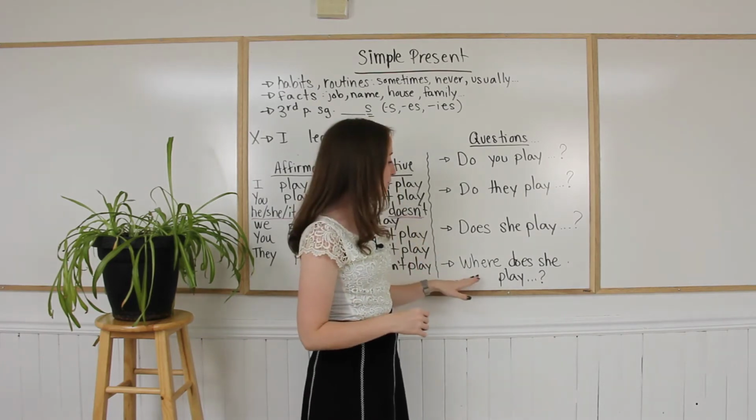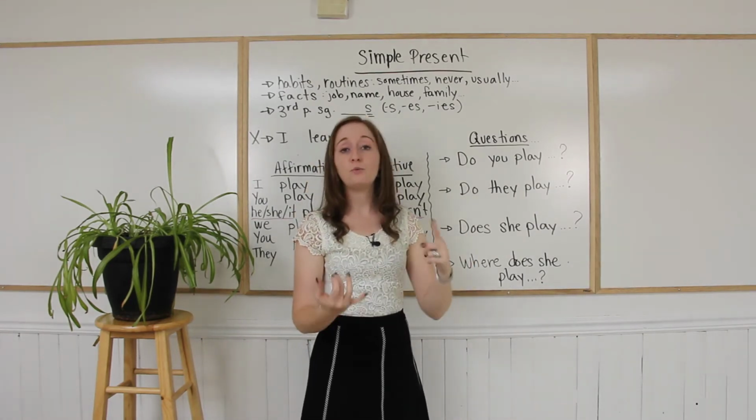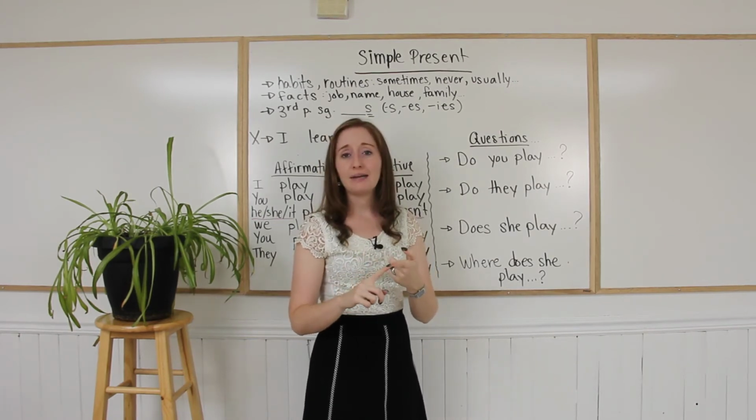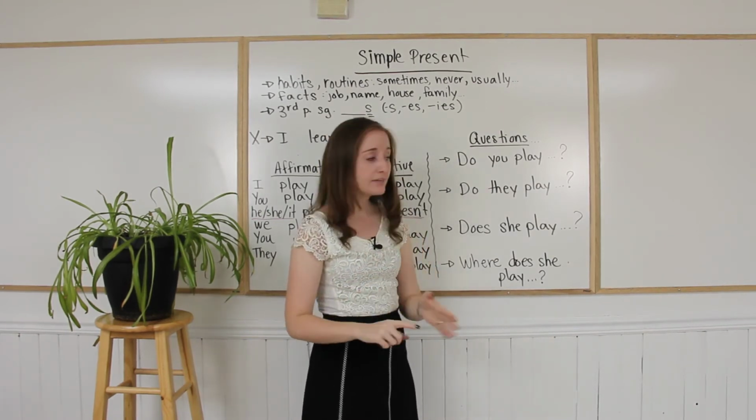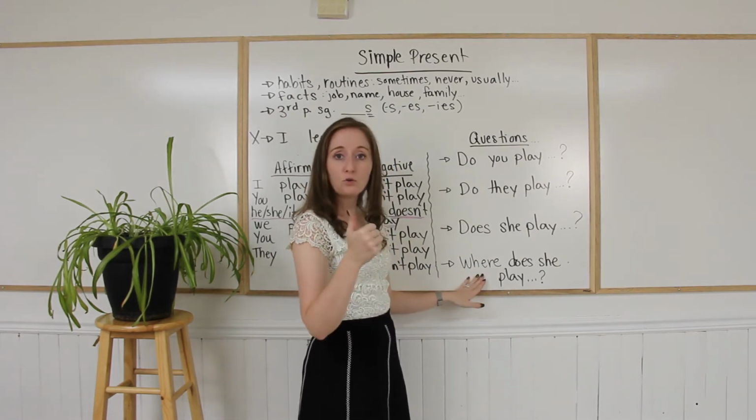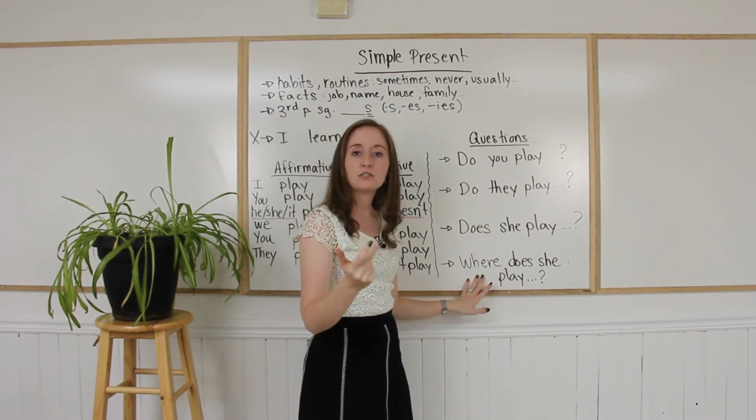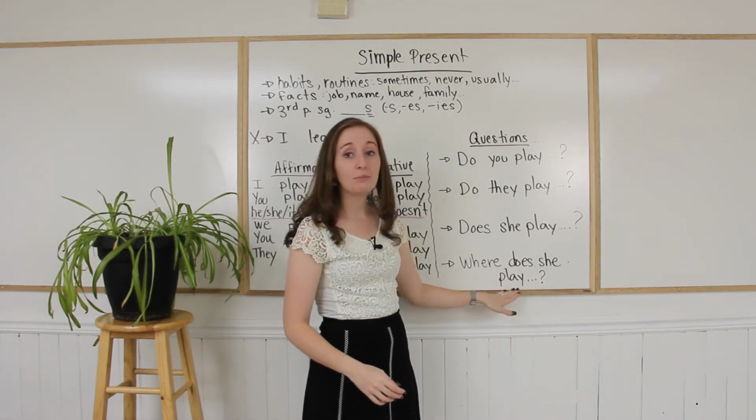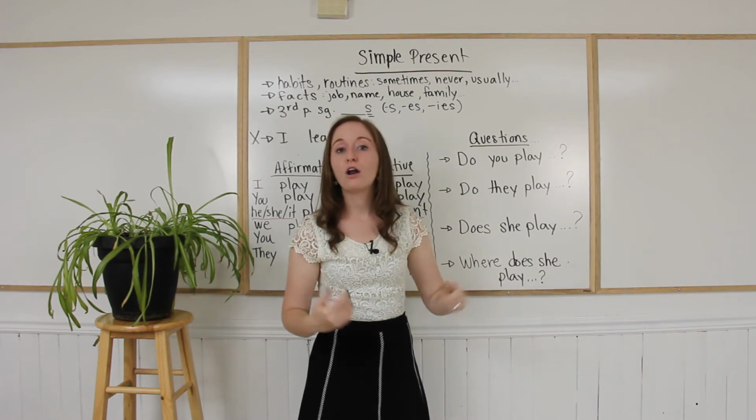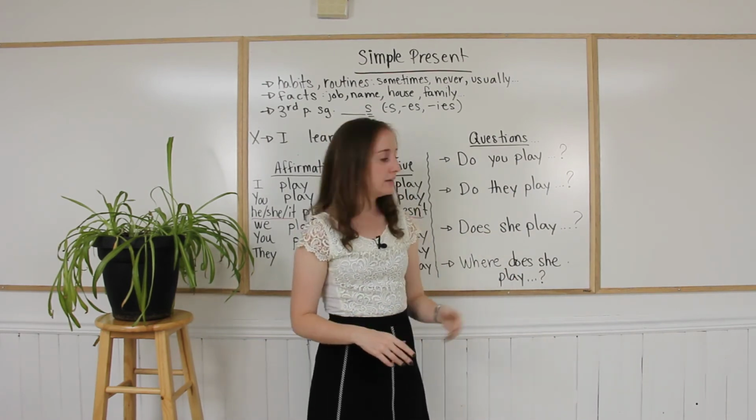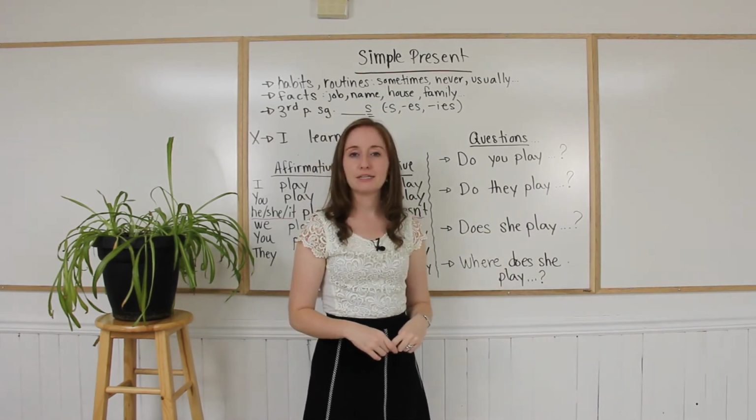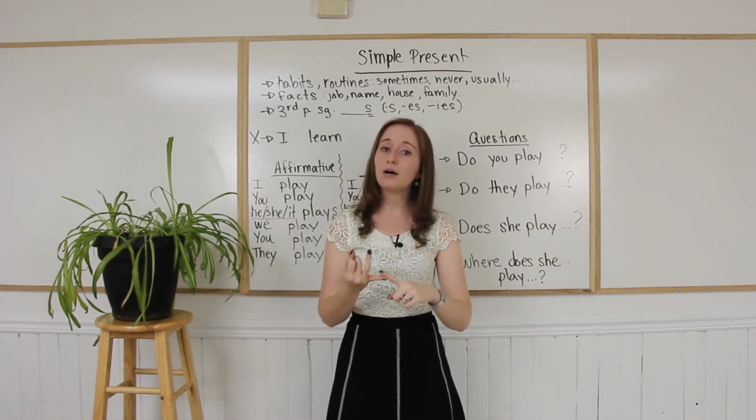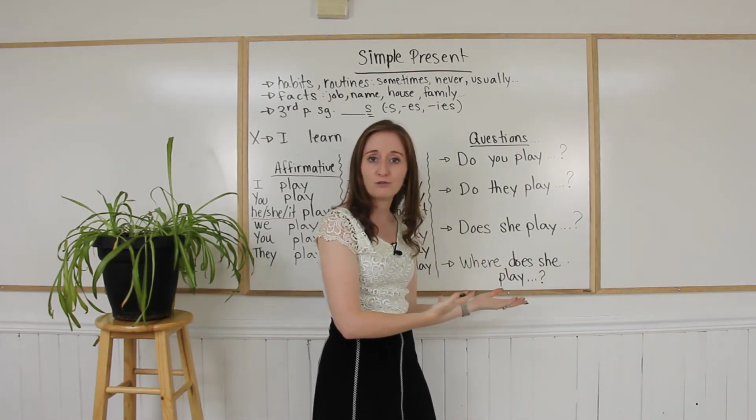And the final example for a question, more specific with who, where, what, when, why, how much, how many, which, or whose. Here we have where, question word, auxiliary, subject, verb, extra. Where does she play badminton on the weekend, for example? Where does she play badminton? So these are the different examples for simple present, positive, negative, and the question form.